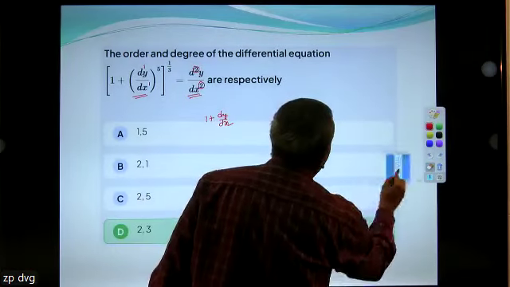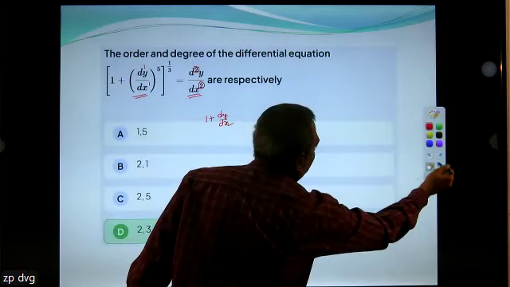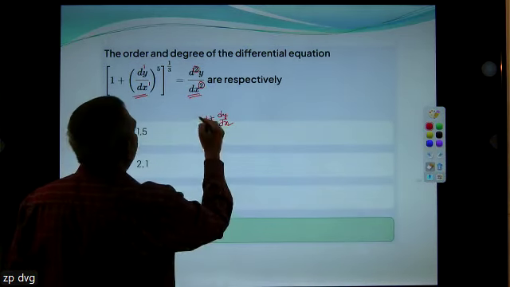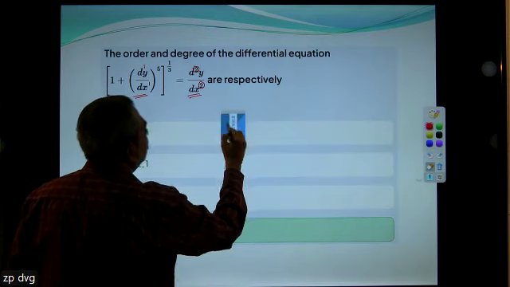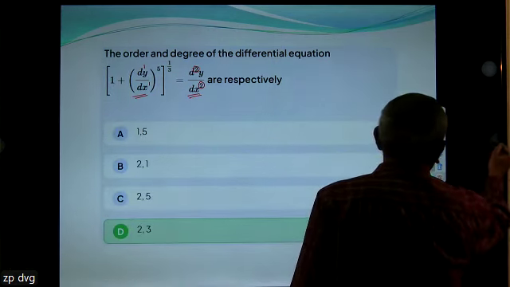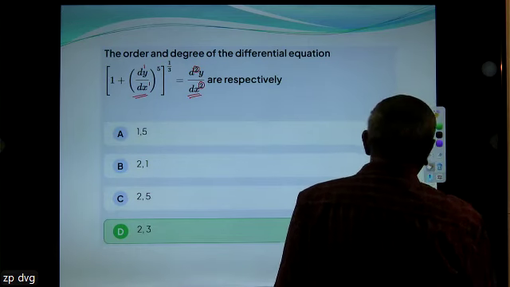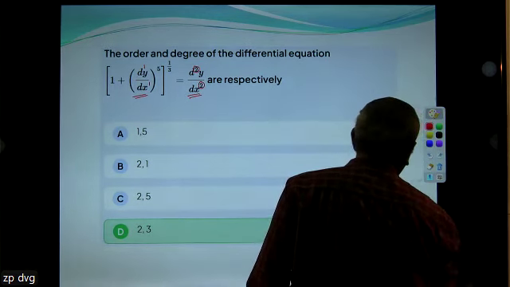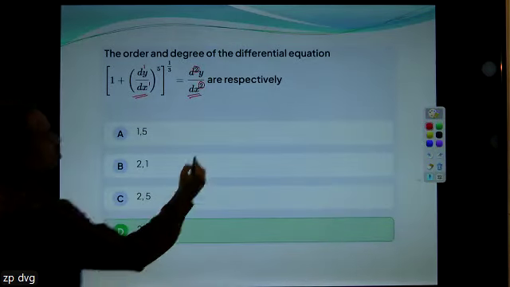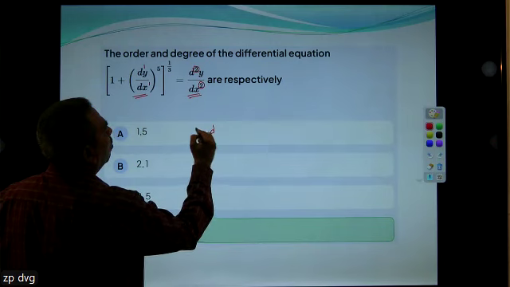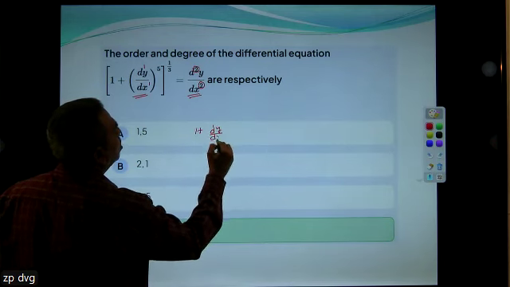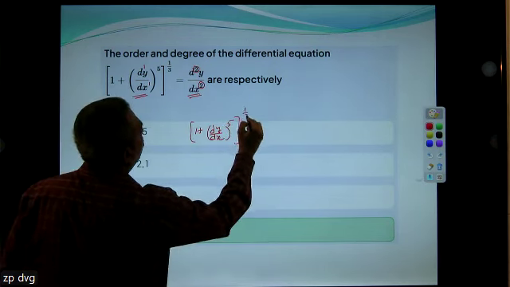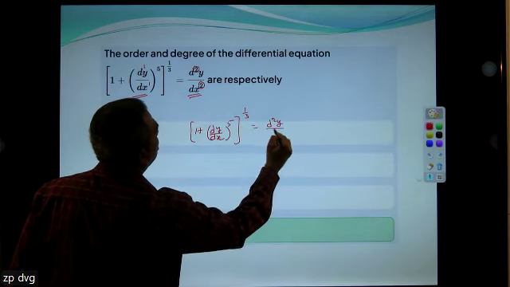So for this differential equation, what we can write here is 1 plus dy by dx whole to the power 5, whole to the power 1 by 3, is equal to d square y by dx square.